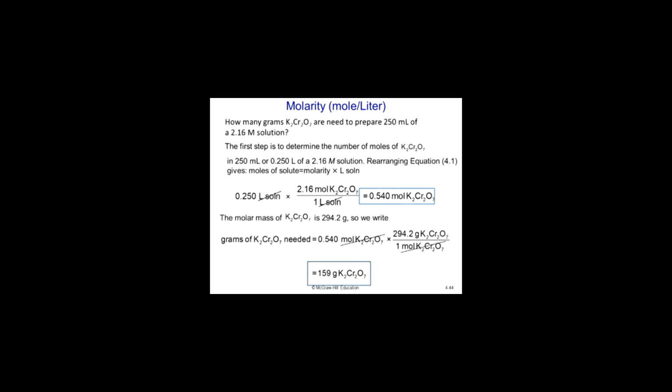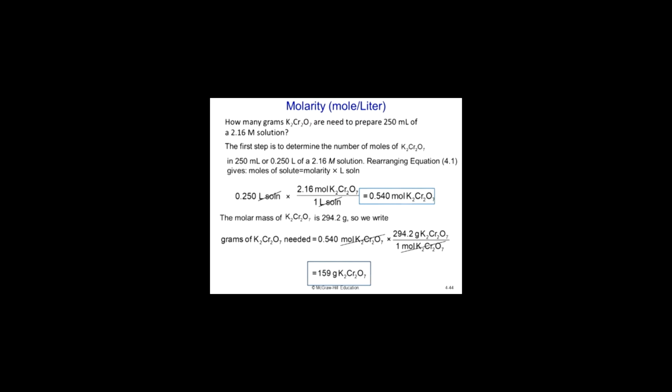Let's try another example. How many grams of potassium chromate are needed to prepare 250 mL of a 2.16 molar solution? By the way, potassium chromate is used as an oxidizing agent in many organic transformations. The first step is to determine the moles of potassium chromate in the 250 mL, or the equivalent in liters, which is 0.250 liters of this 2.16 molar solution.